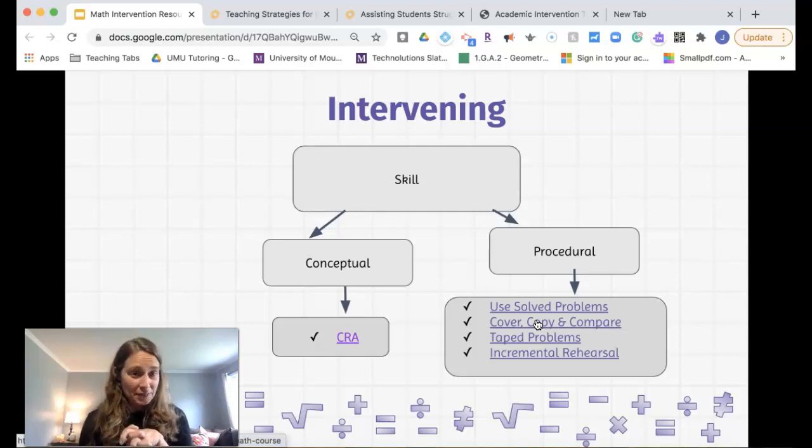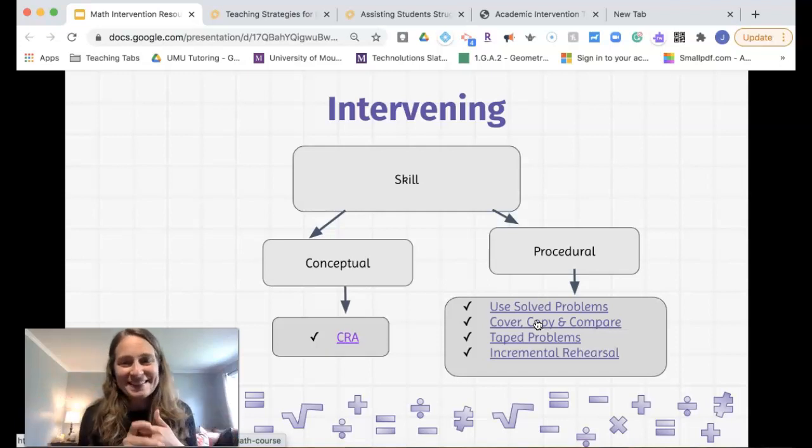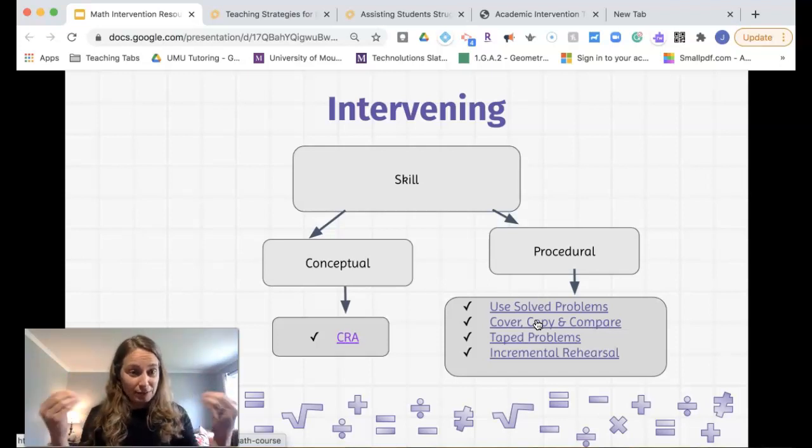Taped problems is another strategy that's pretty easy. It takes a little pre-planning, but in the digital world we live in, I feel like this one's pretty easy to do. You essentially tape yourself solving a problem, and then a student watches you do it, and they try to beat you so that they're showing that they have fluency faster than you. And at the same time, they're getting a really good model.